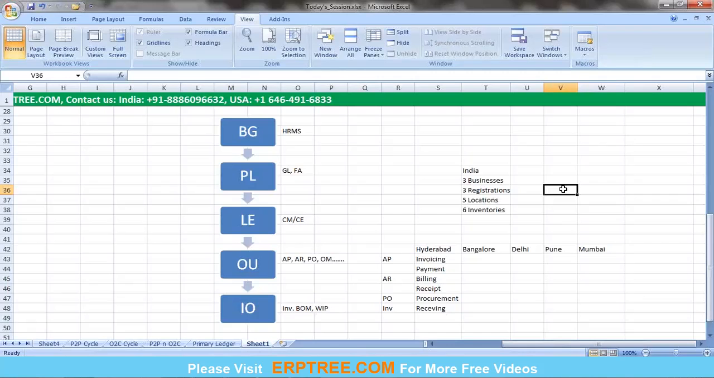The companies you can extend, the legal entities you can extend, the operating units, inventory organization, everything. Out of the entire implementation, the primary thing you have to focus on is the chart of accounts. Your chart of accounts can decide whether the implementation succeeds or fails. That's how important the chart of accounts is. You have to be very careful when you are designing and finalizing it. You have to make sure that it will help now and in the future.